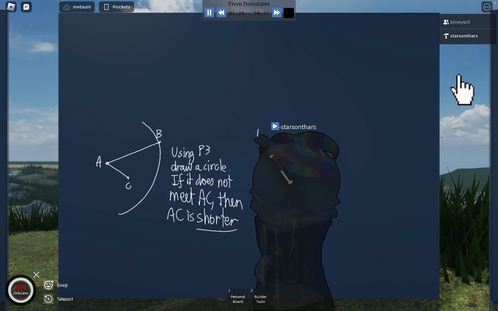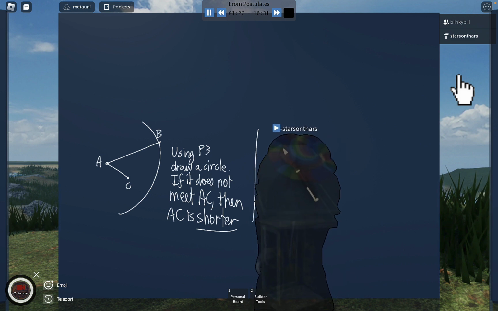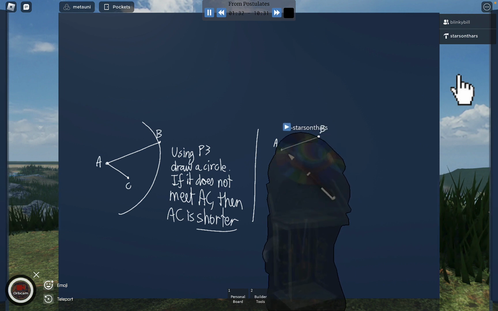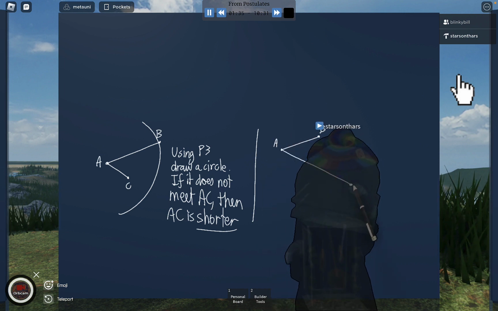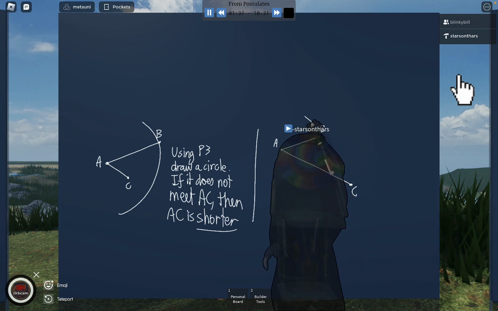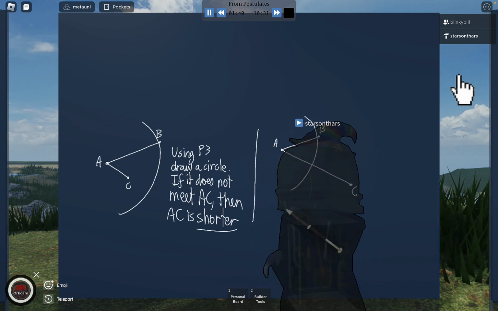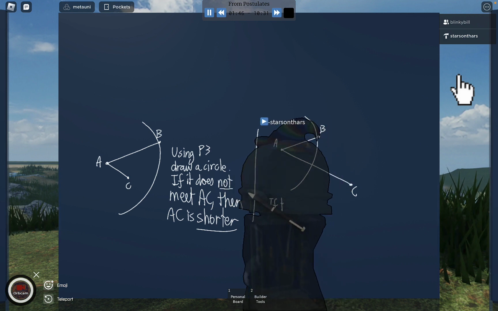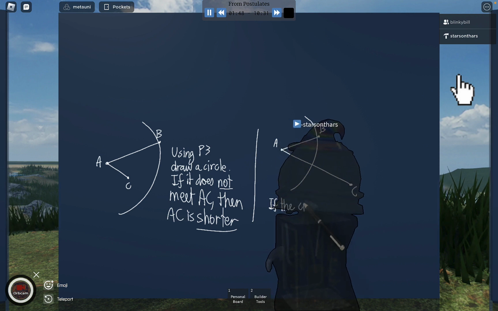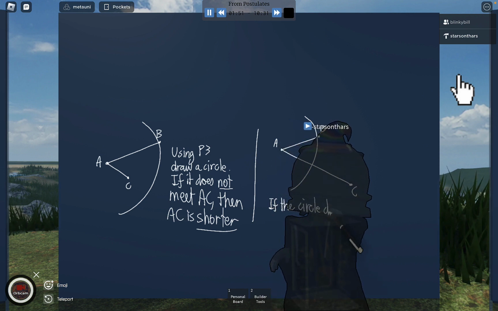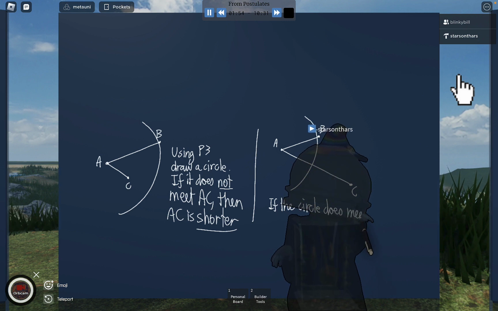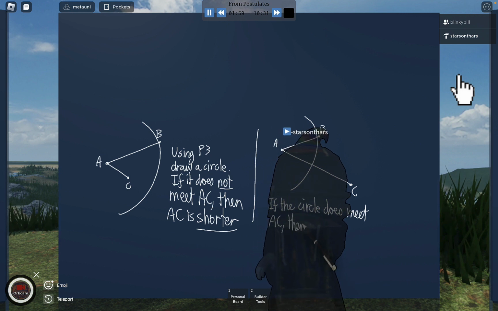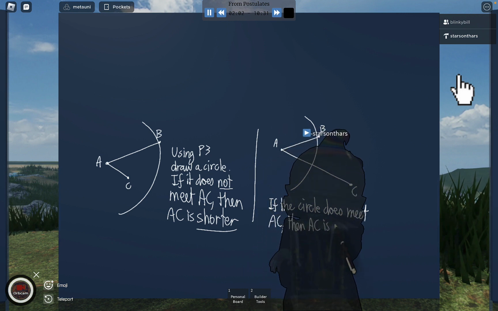The second case. We draw A, we draw B, but in fact AC is longer. There's C. When we go to draw our circle, so if the circle does meet AC, then AC is at least as long. It could be exactly as long.